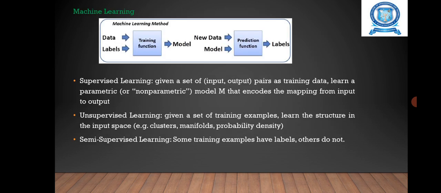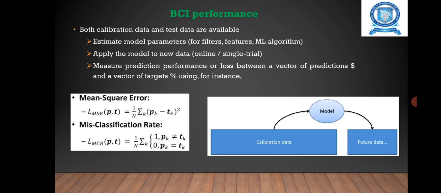The next one is machine learning. Most methods conform to a common framework of a training function and a prediction function. The first one is supervised learning. Given a set of input-output pairs as training data, you have to learn a parametric model M that encodes the mapping from input to output. The next one is unsupervised learning. Given a set of training examples, learn the structure in the input space, for example clusters, manifolds, probability density. And the next one is semi-supervised learning, where some training examples have labels and others do not.